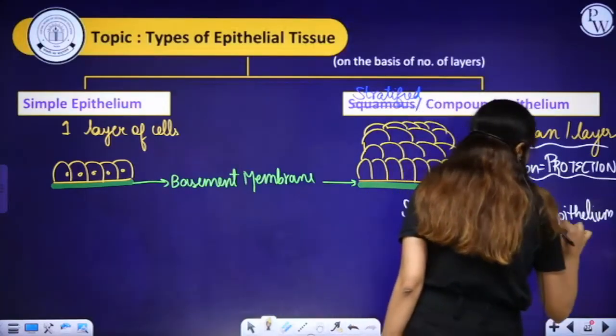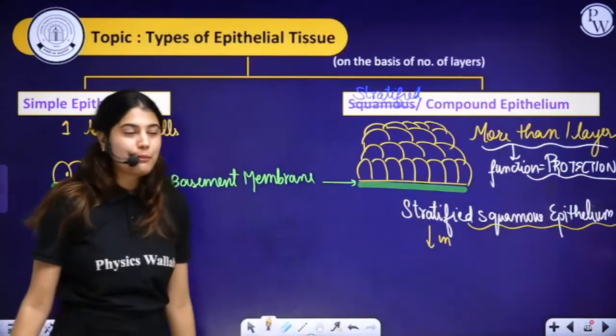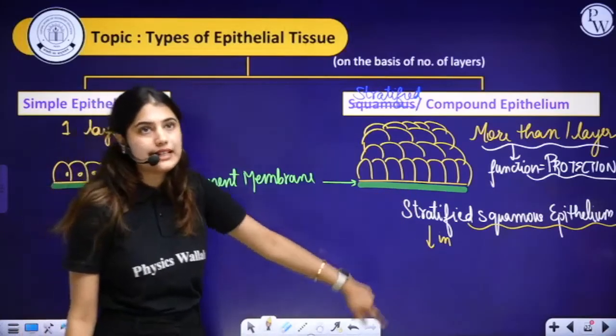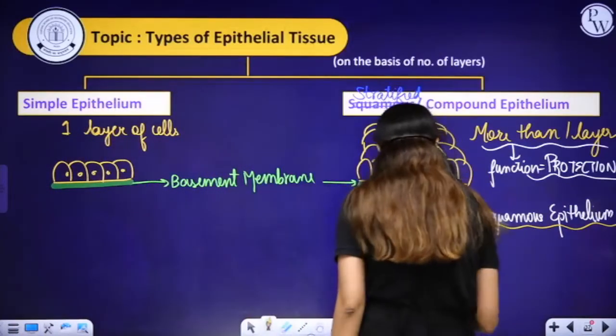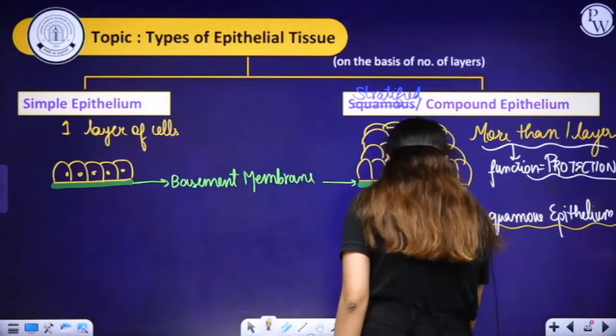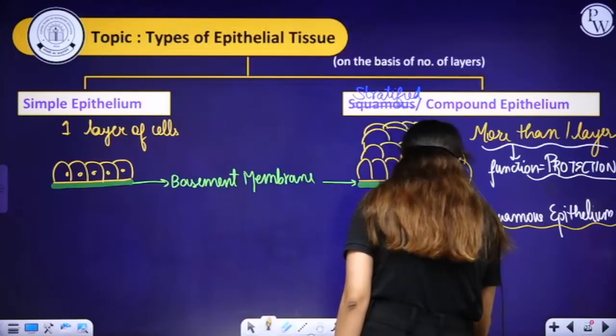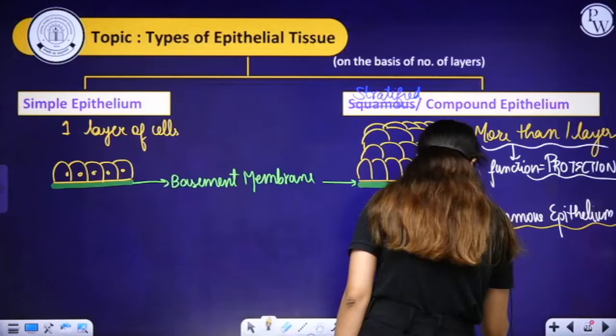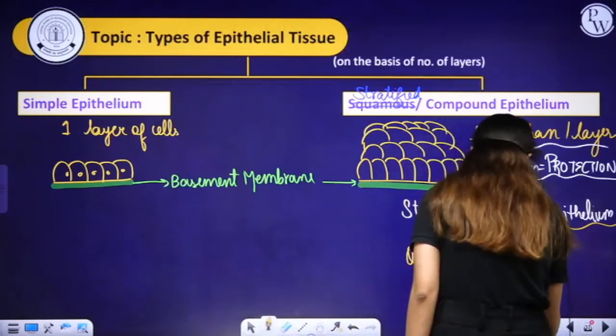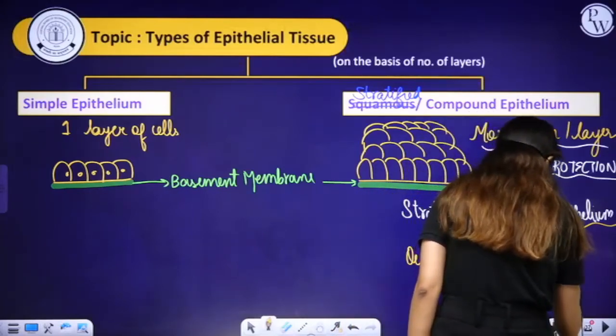Remember, it is also a squamous epithelium. Do not miss this word squamous, because the top cells are flat. So it will be present in the esophagus, which is nothing but the food pipe, also the inner lining of the mouth, and the skin.